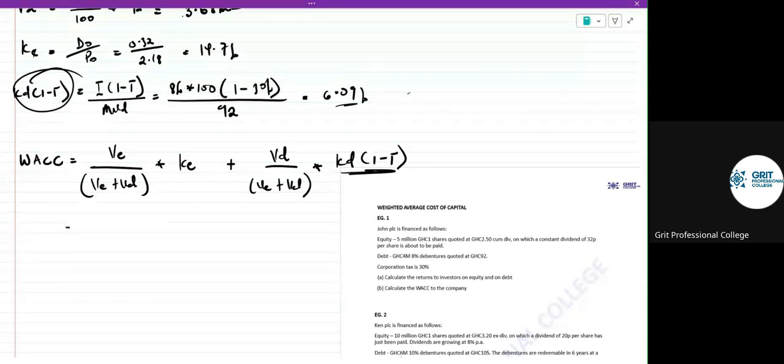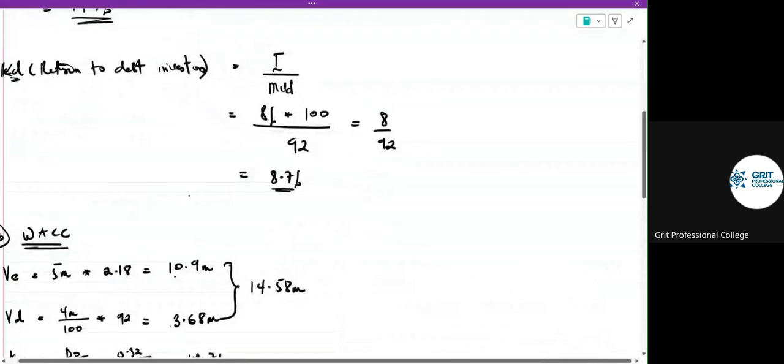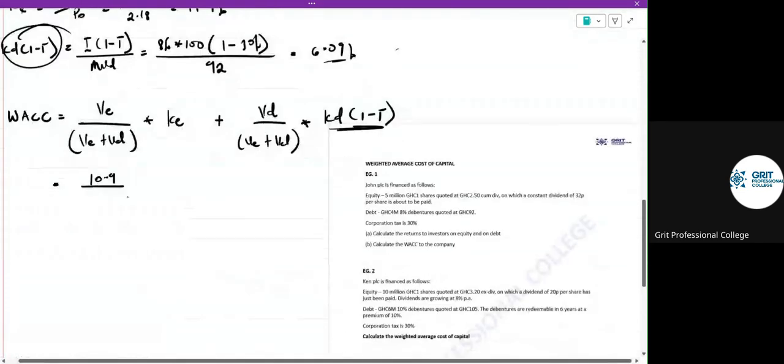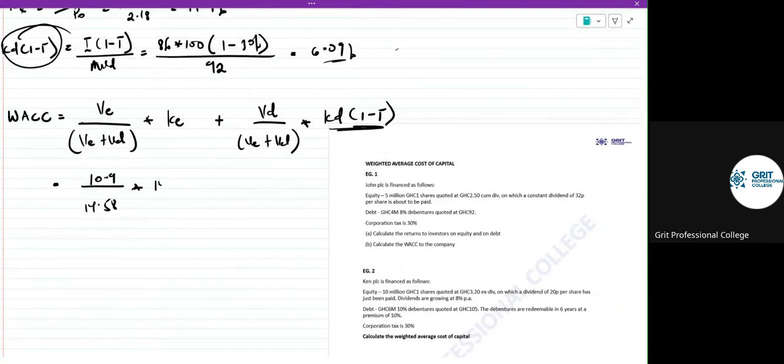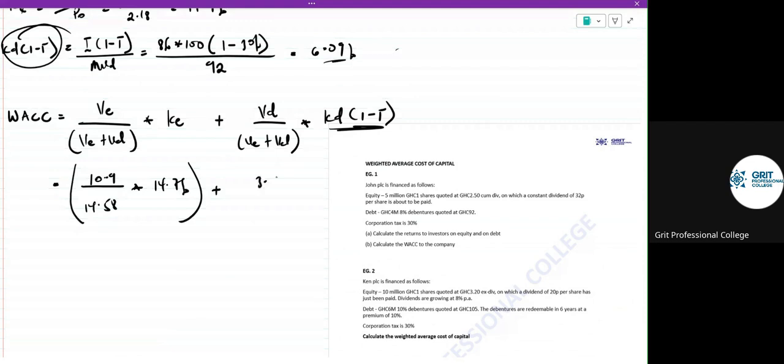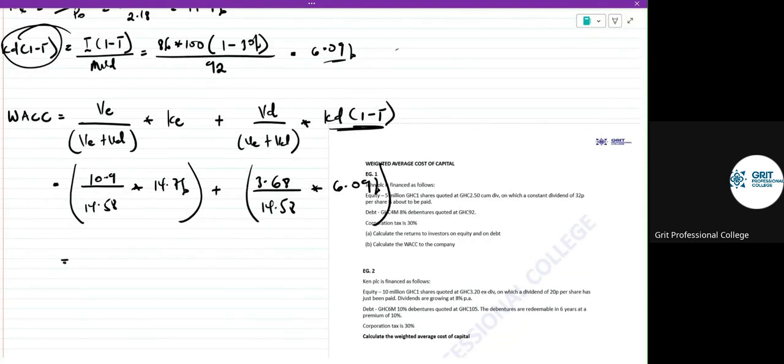This is an expression. That is what we have here. So VE is, I believe, 10.9 over the total, which is 14.58, times the cost of equity, which is 14.7%. And whatever we get plus 3.68 over 14.58, by 6.09%. What will be the WACC?